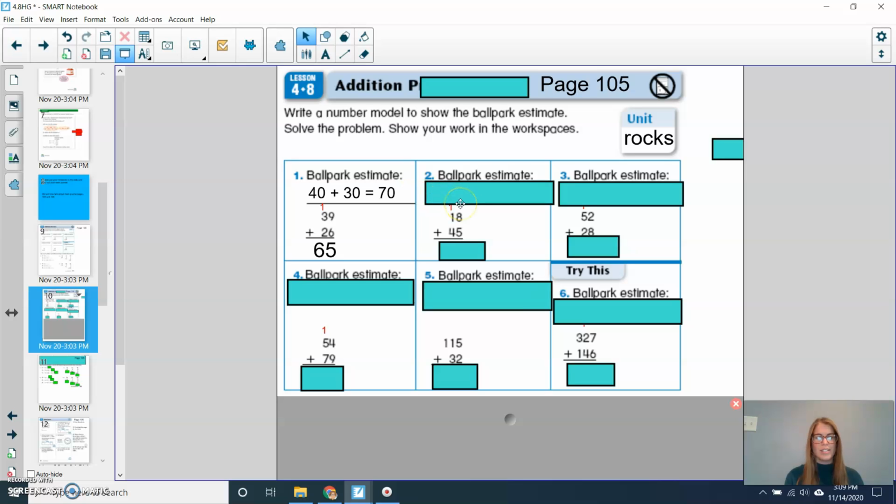So now, second graders, can you pause and solve the rest, 2 through 6? And then press play when you're ready to check.